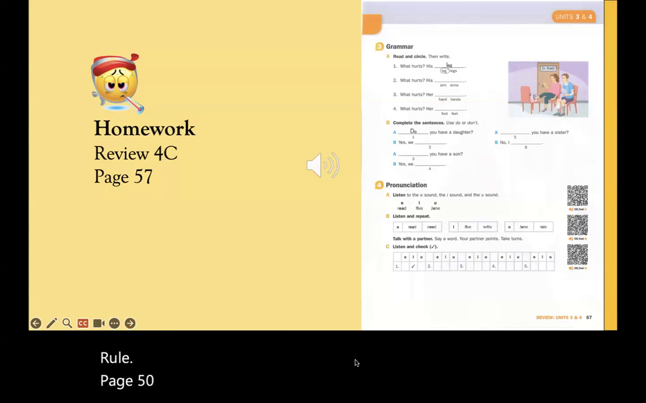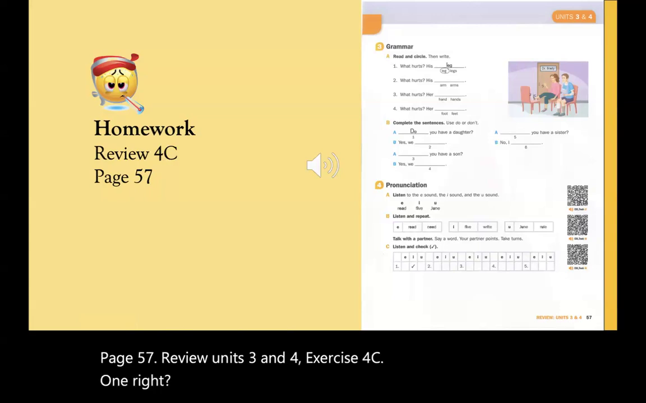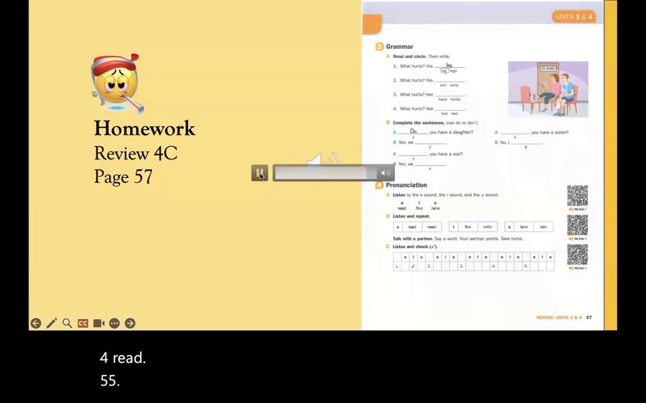Page 57. Review units 3 and 4. Exercise 4C. 1, right. 2, June. 3, need. 4, read. 5, five.